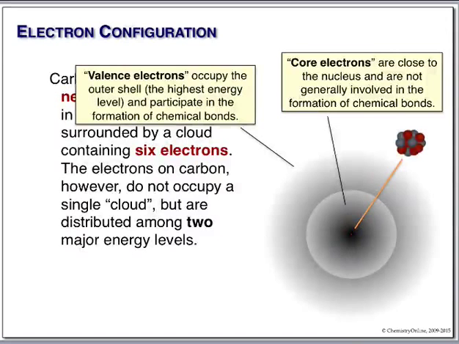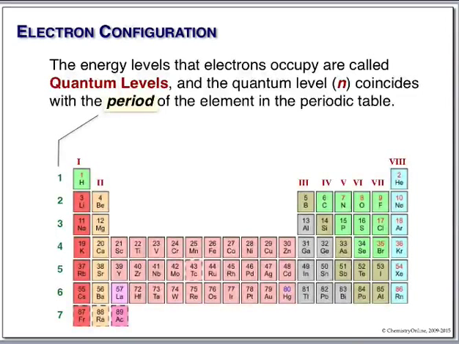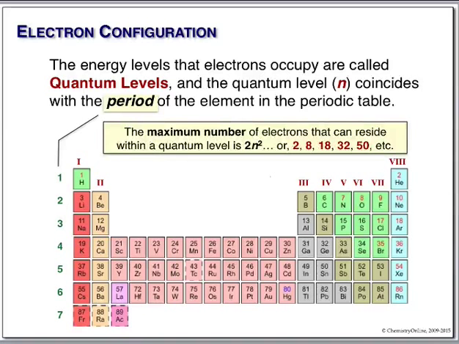Now, the distribution of electrons between the different energy levels depends upon the placement in the periodic table. Let's return to our periodic table. The quantum level of the electrons is given by the period here, 1 through 7. In every quantum level, we can put a certain number of electrons in, and that's 2n squared, where n is the period number. That means in the first period, we can put a maximum of 2 electrons. Second period, where carbon lives, we can put a total of 8. Down here, we can put 18, etc.